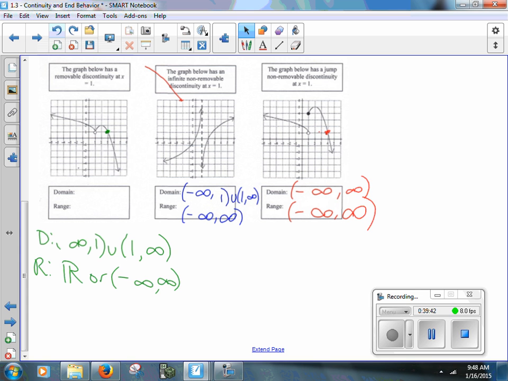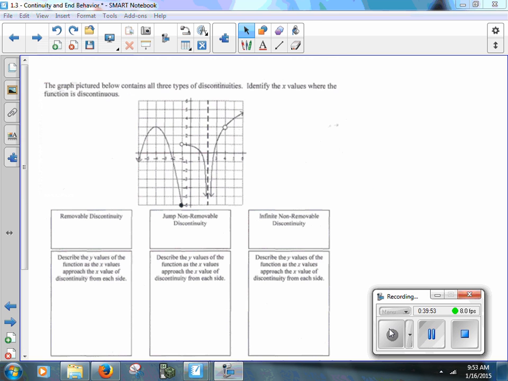What do you think? Could you do that on your own? You're going to have to. You got to be able to do that. Okay? Is discontinuous. All right?